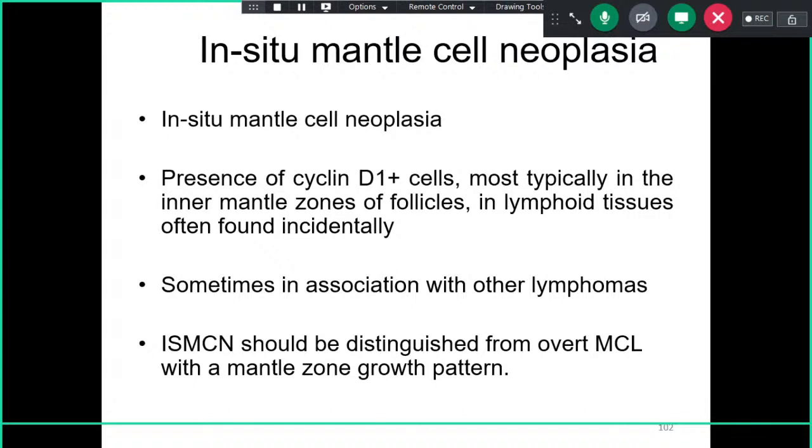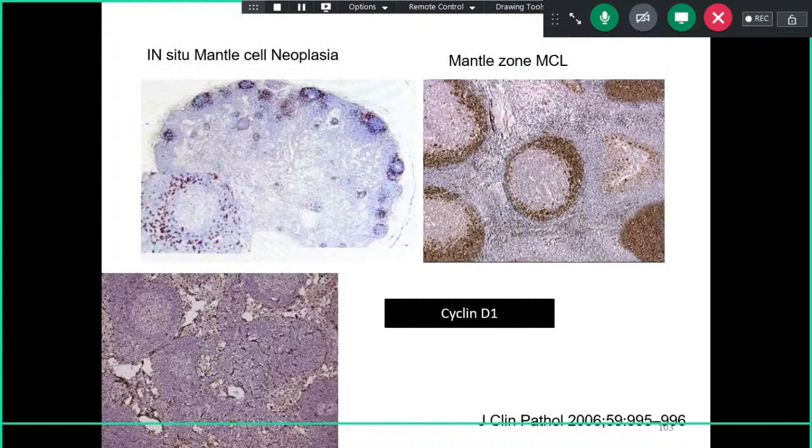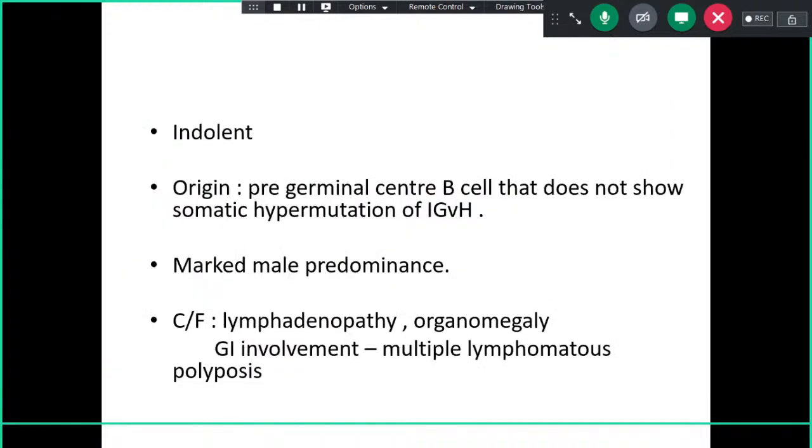And in situ mantle cell neoplasia, what happens? It is a pre-neoplastic condition, you find only a few neoplastic cells. Occasional cells, otherwise it is a normal lymph node. In case of mantle cell lymphoma, cyclin D1 is diffusely positive. But if it is only in a very thin rim of cells, it is called a pre-neoplastic condition, in situ mantle cell neoplasia.